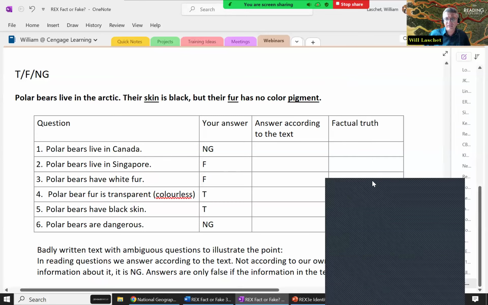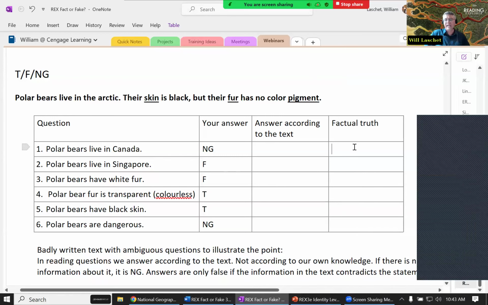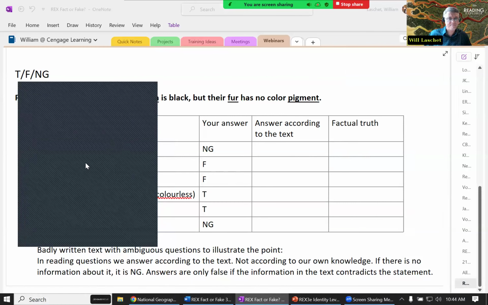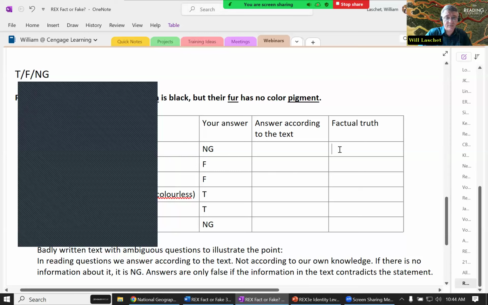But let's have a look at this next, the factual truth, because this is where I find my students get into problems. Polar bears live in Canada. Now, is that factually true? Do polar bears live in Canada? Yes, they do live in Canada.